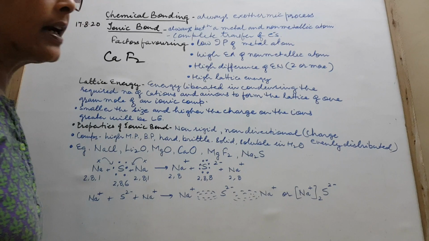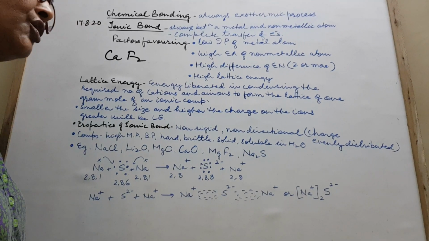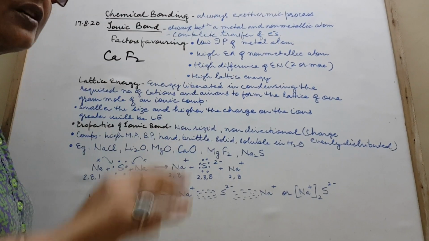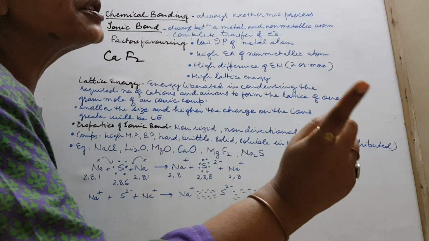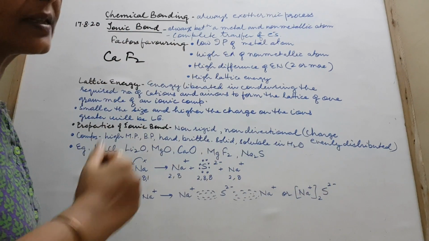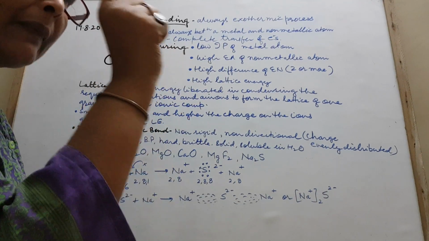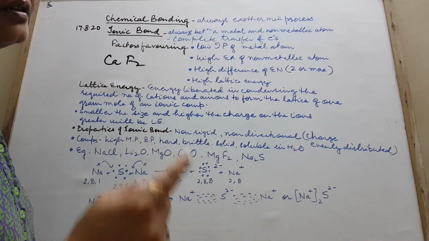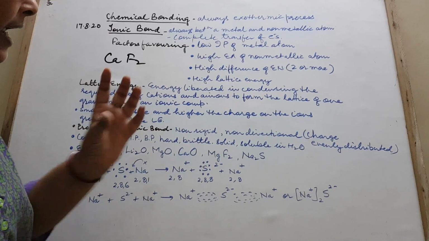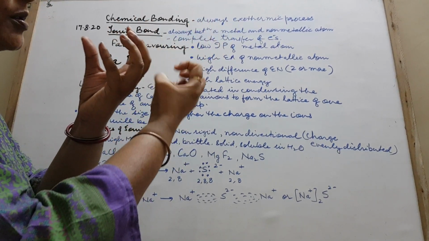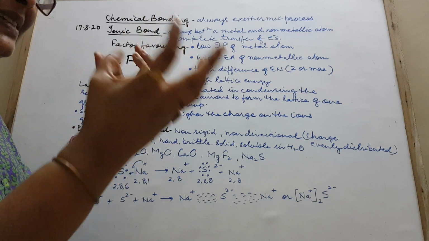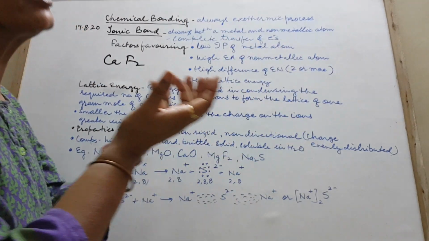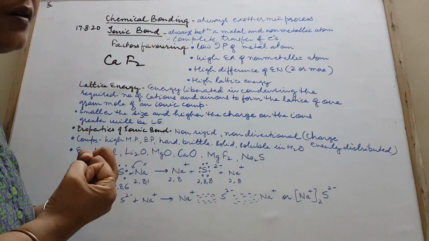Then it is non-directional. Non-directional means, children, like NaCl, the positive charge on the Na ion is evenly distributed around the whole of the Na plus cation. Similarly, the minus charge on the Cl minus is evenly distributed all around the Cl minus ion. So Na plus ion can attract the oppositely charged ions, and Cl minus can also attract the oppositely charged ions from any direction and all directions, and as many as possible.